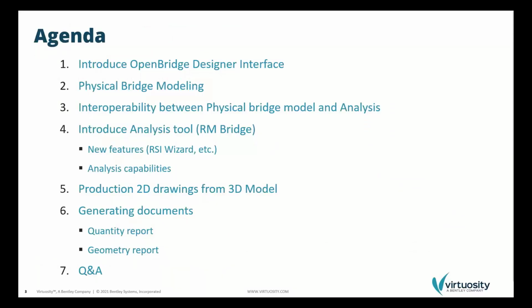Today's agenda: Eugene will be presenting the OpenBridge interface and what physical bridge modeling is. He will also talk about the interoperability between the physical bridge model and the analytical interface. He'll introduce the analysis tool as well, mainly focused on RM Bridge. Then he'll talk about the production of 2D drawings from a 3D model. Lastly, he'll talk about the deliverables, which is generating the documents required for the bridge project. And finally, we'll do a Q&A.